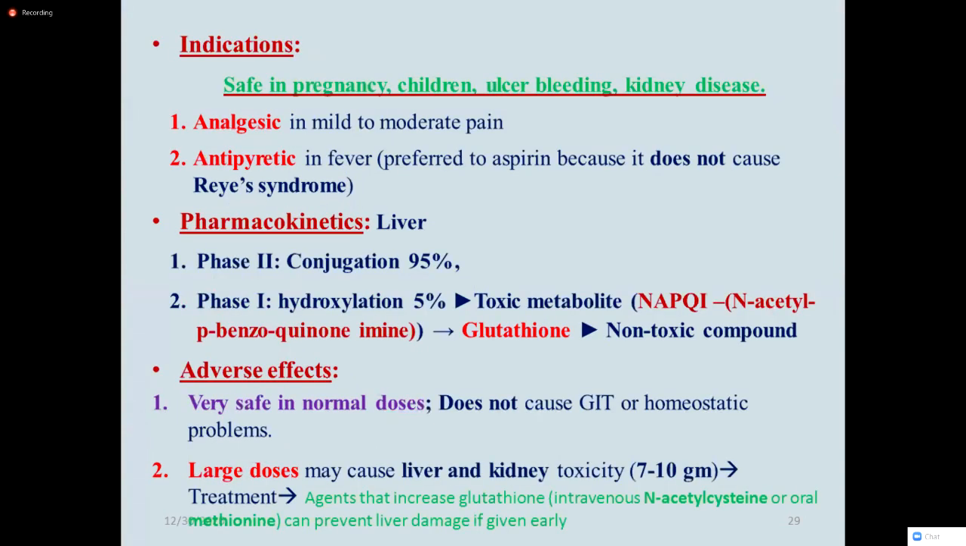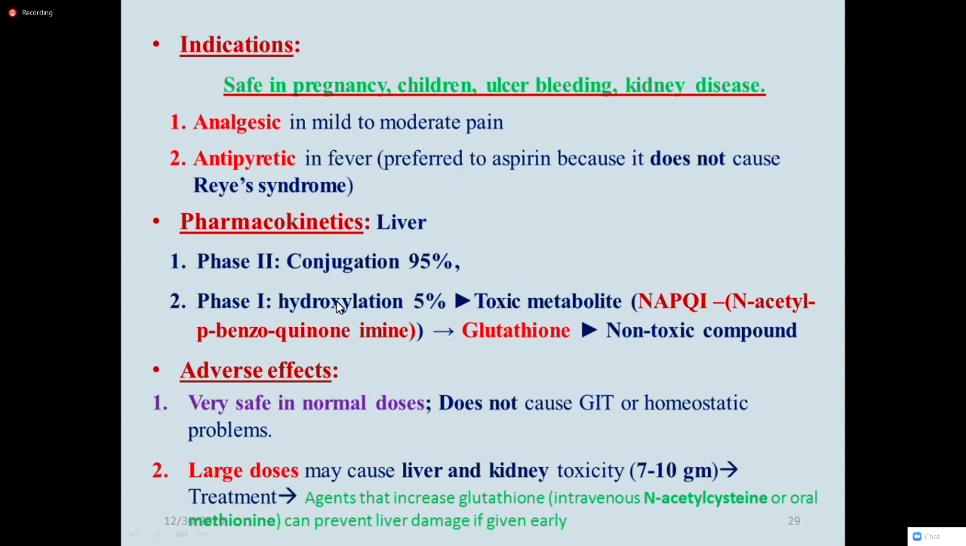So it is safe in pregnancy, safe in children, and safe in those persons who have ulcer, bleeding, and kidney diseases. It is used for its analgesic and antipyretic effect, especially in children, because it does not cause Reye's syndrome. Reye's syndrome is seen only in those patients who take aspirin in childhood. Then it is metabolized in the liver by phase 1 and phase 2. Phase 2 should come after phase 1, but I have written this because it is very important.